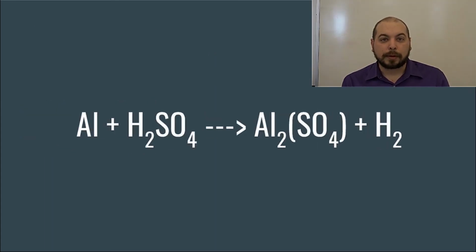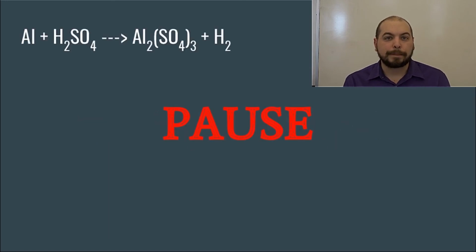This next practice problem, again, I want you to try it on your own. We have in this problem the combination of aluminum solid plus sulfuric acid, H2SO4, reacting to yield aluminum sulfate and hydrogen gas. So take a few seconds, try to balance this on your own. When you come back, unpause the video, and we'll solve it together.